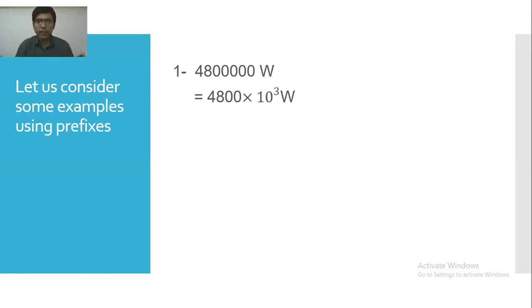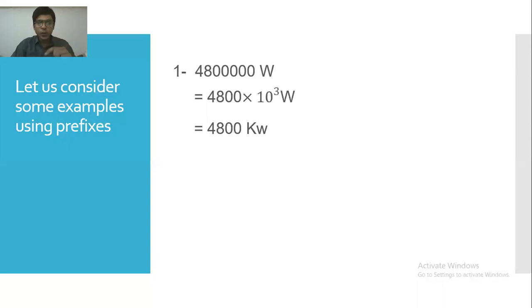You have to remember, whenever I shift the decimal towards left, the power will be positive. Here the decimal is here. I have shifted it 1, 2, 3, so it becomes 4800. As I have shifted the decimal 3 times towards left, it becomes exponent 3 watt. Then I have replaced exponent 3 by kilo.